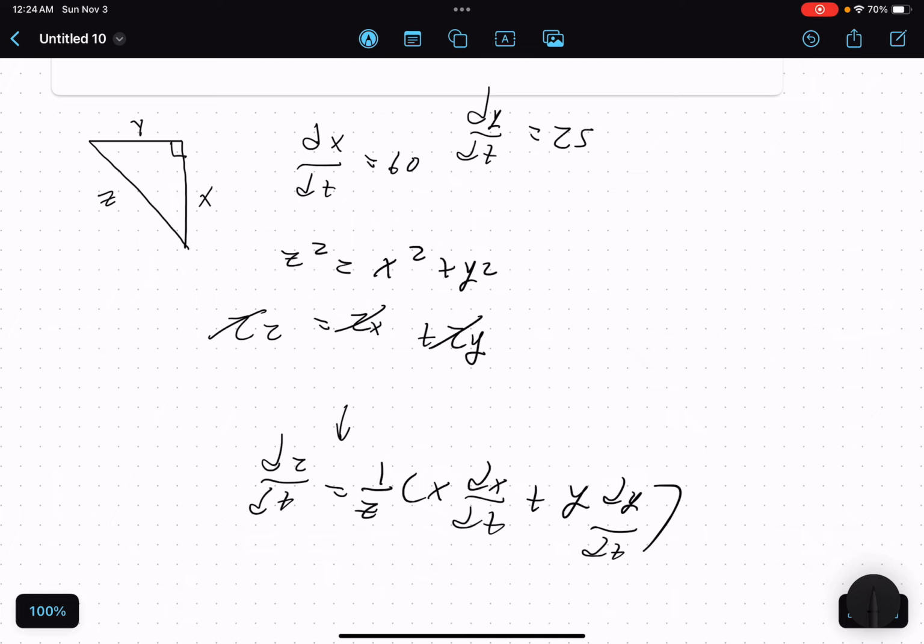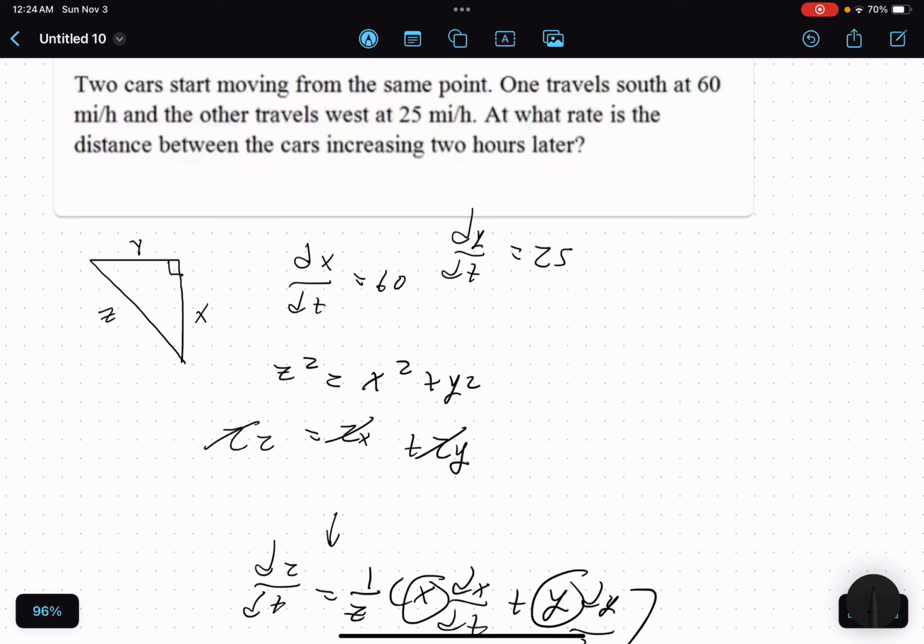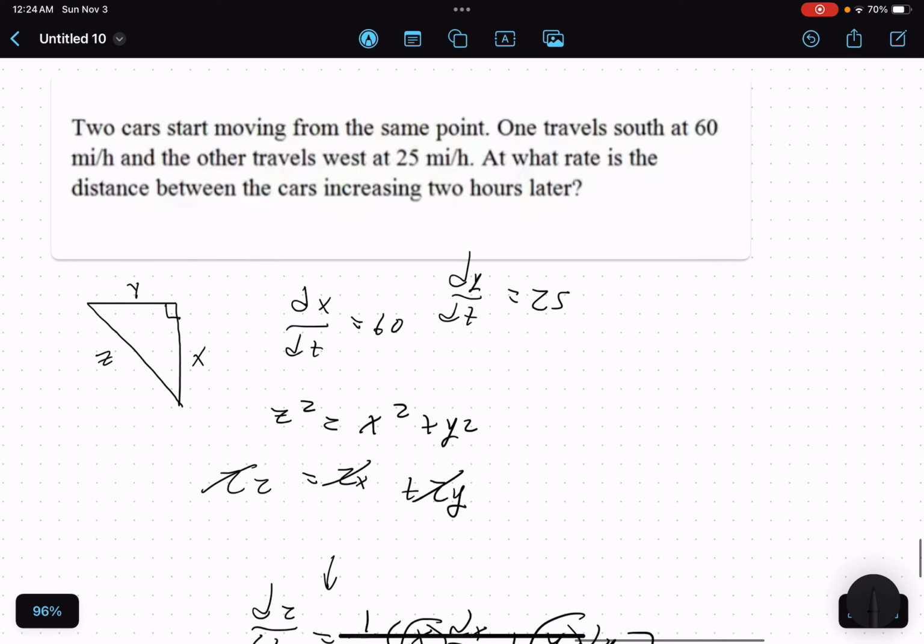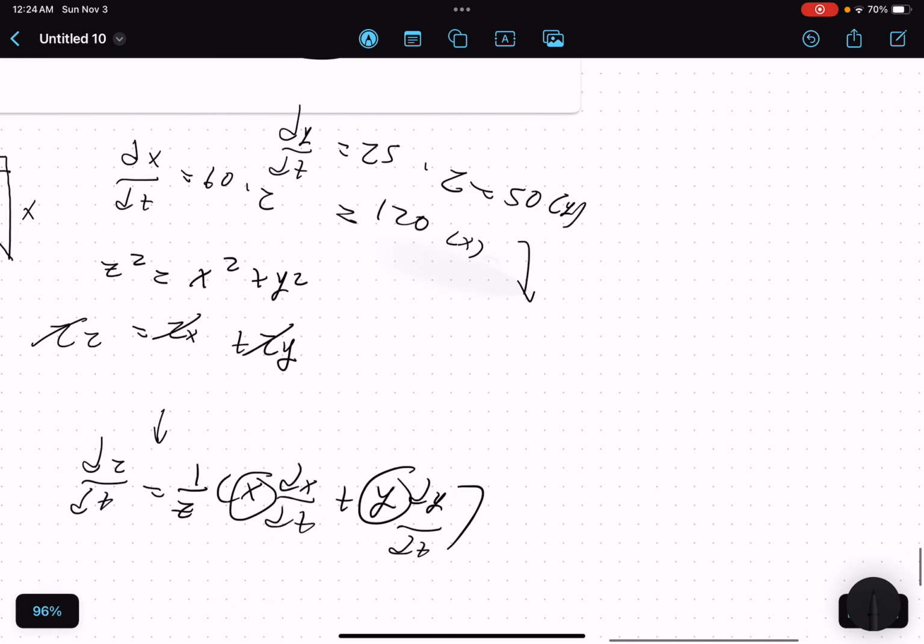So the next thing we're going to do is try to plug in the values, but first we need to find x and we need to find y. We know that x corresponds with 60, and it wants us to find the rate 2 hours later. So we have to multiply 60 by 2 and 25 by 2, which gives us 120 for x, and 50 for y. Then we use the equation z equals the square root of 120 squared plus 50 squared, and we get 130.